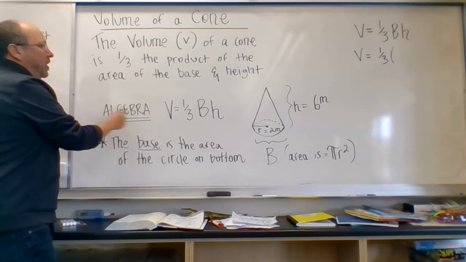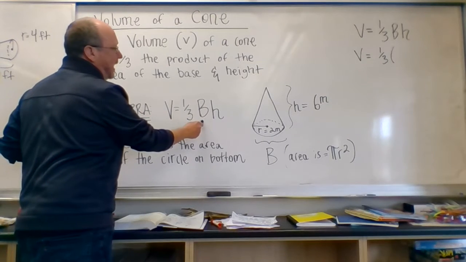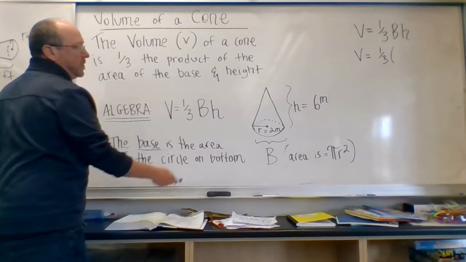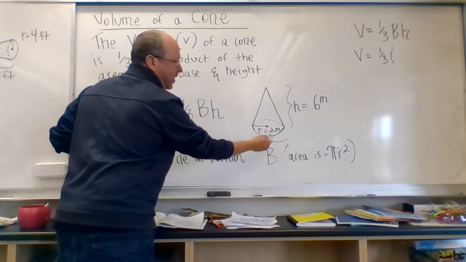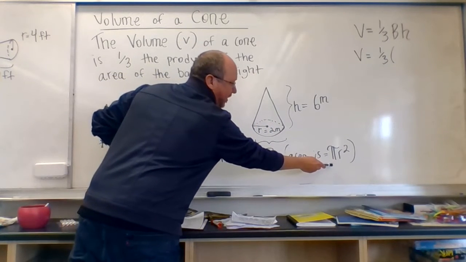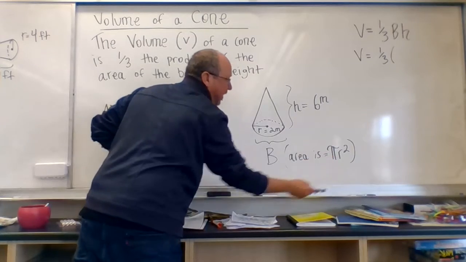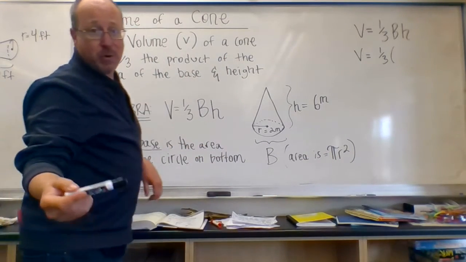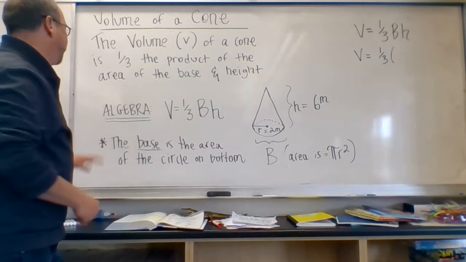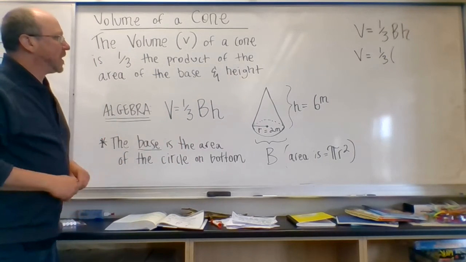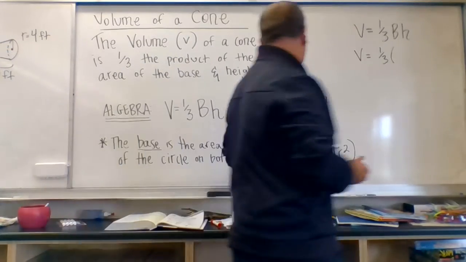So here's the algebra. Volume is equal to 1/3 base times the height. The variable is a big B because there's a formula for the base. It's the area of the circle, which is the base, pi r squared. Pi, and we use 3.14 for pi, times the radius squared. Okay, cool. So here it is. So we're going to go ahead and work with this formula.